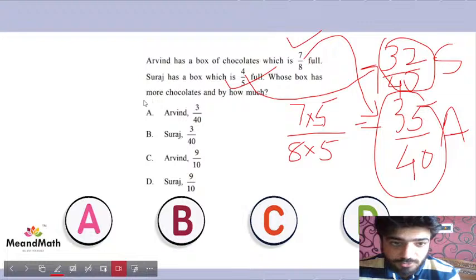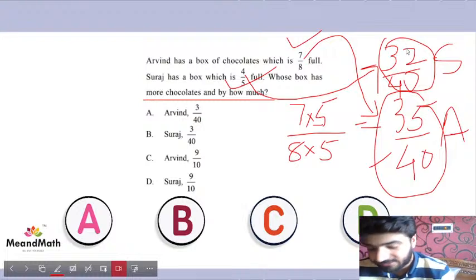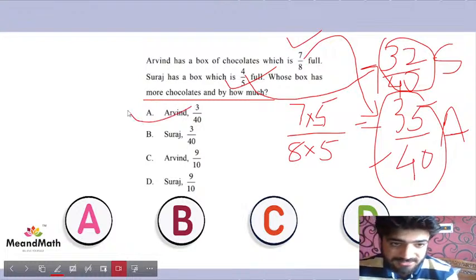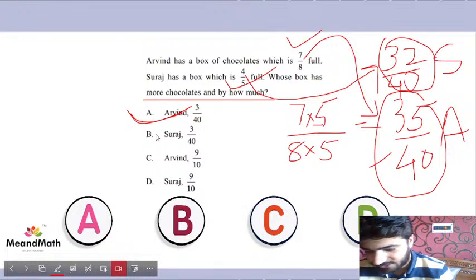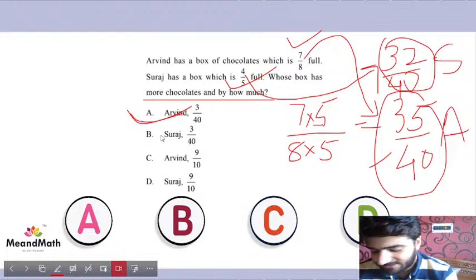Whose box has more chocolates and by how much? Arvind's has more chocolates because it is 35 by 40. Suraj is 32 by 40. So A should be the correct answer, guys. You are not concentrating on this question. You have done everything correctly other than the simple thing.